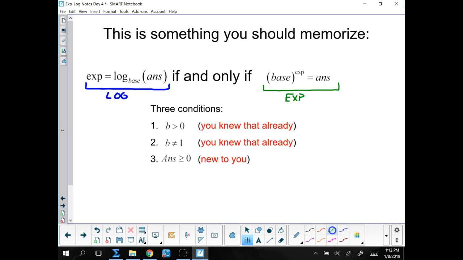Okay? Now, there are 3 conditions that go along with logarithmic equations. The first one is that b, our base, has to be greater than 0. But you already knew that. We've had that one already. The base can't be 1. Again, you already knew that. The new one is that our answer, what we're setting our equation equal to, has to be greater than or equal to 0.